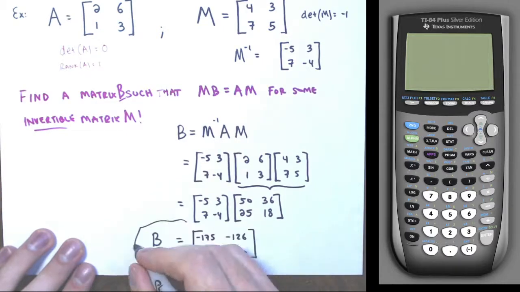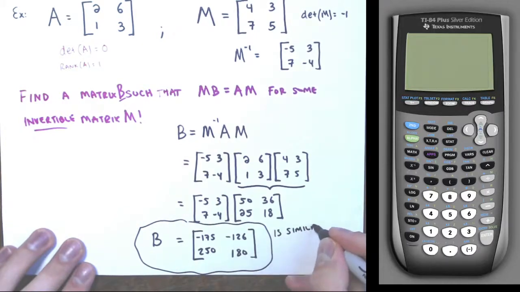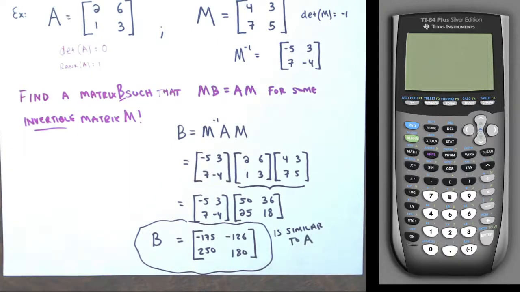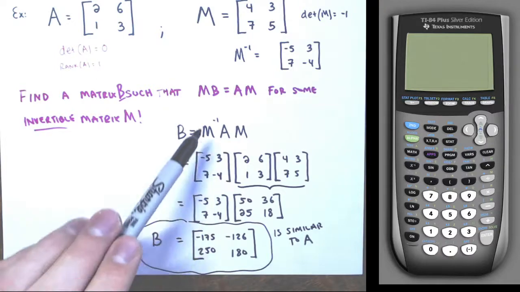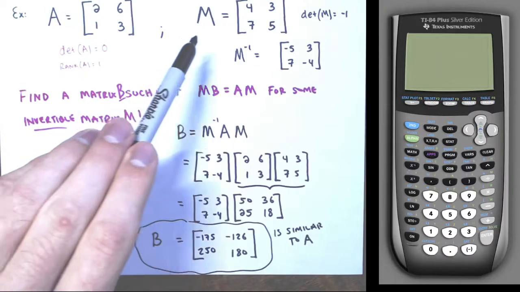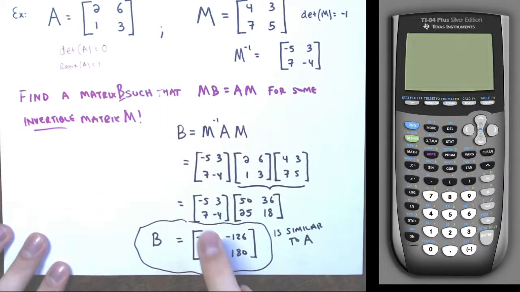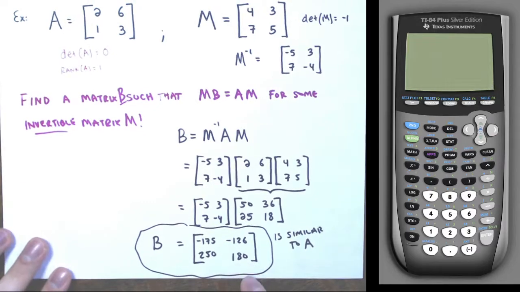And this matrix here is similar, it should be, to matrix A. And a way you can really double check this is, multiply this matrix on the left by M, multiply A on the right by M, and they should give you the same result. Right. And this doesn't prove anything, but if these two are truly similar, they'll have the same determinant.